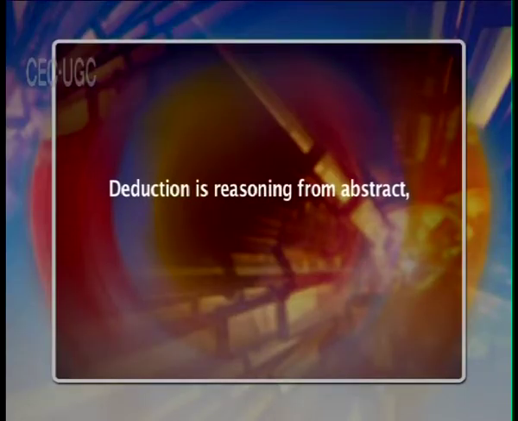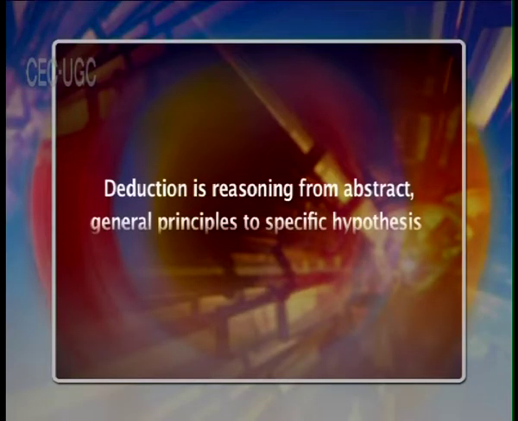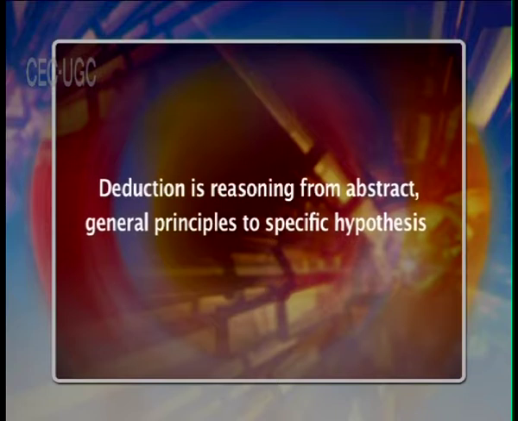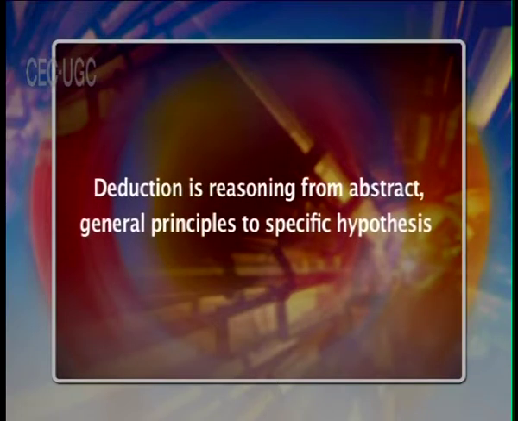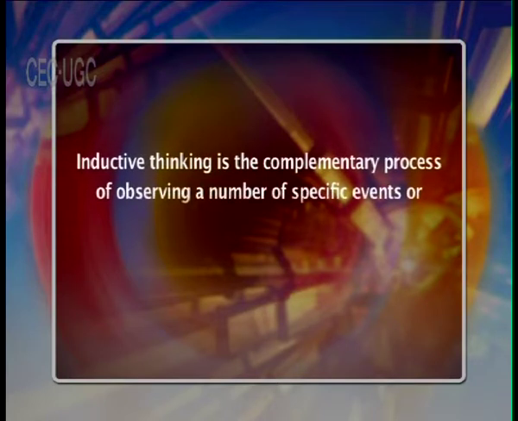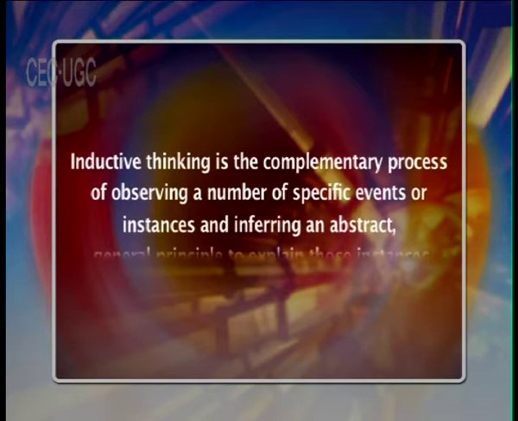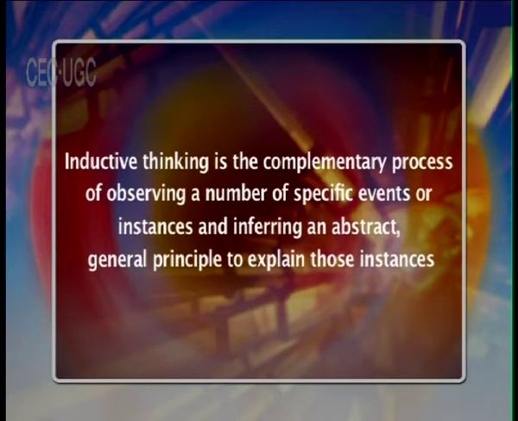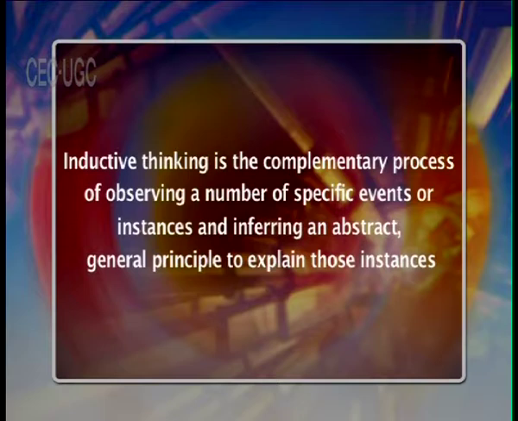Deduction is reasoning from abstract general principles to specific hypotheses that follow from these principles. Inductive thinking is the complementary process of observing a number of specific events or instances and inferring an abstract general principle to explain those instances. These are the two processes that can be seen in the adolescent's reasoning about nature, science, and even social problems.